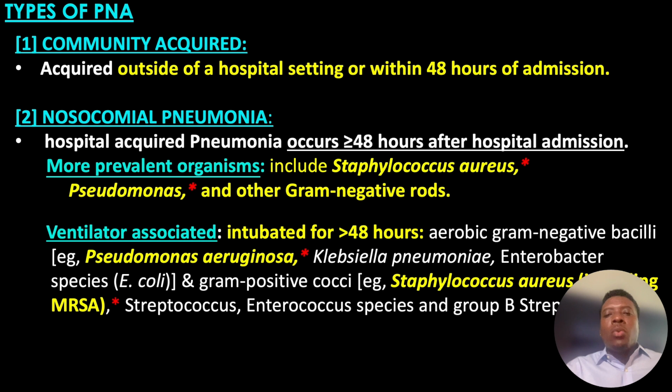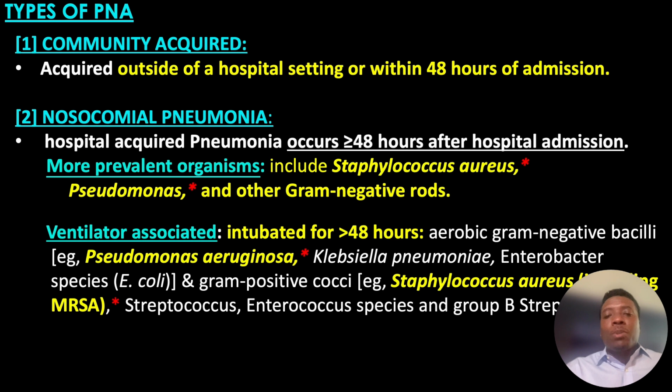The second type of pneumonia is known as nosocomial or hospital-acquired pneumonia. And that's pretty much someone that develops pneumonia more than 48 hours after being admitted to the hospital. In this case, the bacteria you worry about are a little bit different. Here you worry about bacteria such as Staph aureus, you worry about Pseudomonas and other gram-negative rods. So that sometimes will change your treatment based upon is it community-acquired or is it hospital-acquired.